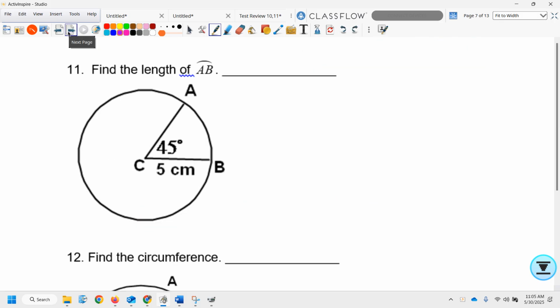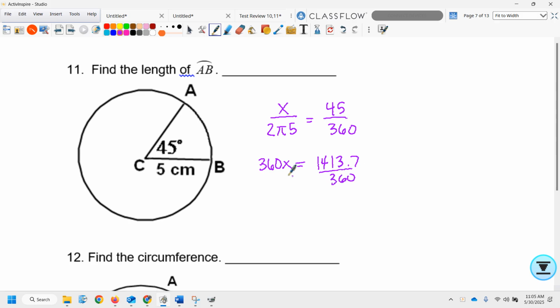So now the length of AB, right? Central angle, so that means this is 45 degrees, but I don't know the length. So x is the length over 2 pi r. And we simply cross multiply. So 360x is equal to 2 times pi times 5 times 45. 1,413.7. Divide that by 360. X is equal to 3.9. This is not area, so it's just going to be the units, not square. Okay?